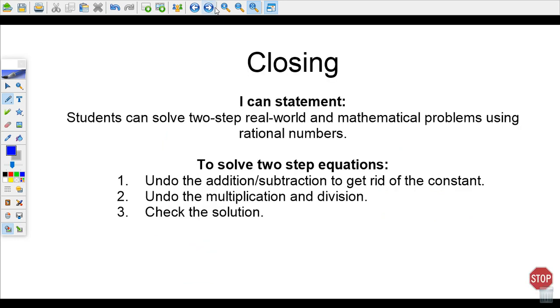In summary, we have now learned how to solve two-step mathematical equations using rational numbers. In order to do that, again, think of that gift box that's wrapped with ribbons and in a box. There's a specific order to unwrapping that present. Just like solving an equation, there is a specific order that you have to follow. You have to undo addition and subtraction first, then you undo the multiplication and division, and don't forget to check your solution. That should help you solve two-step equations.